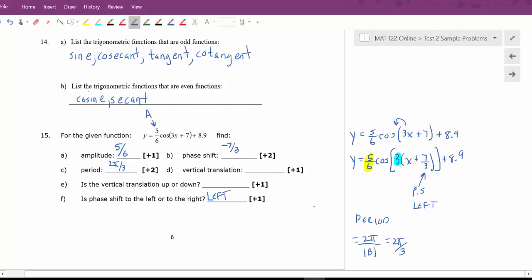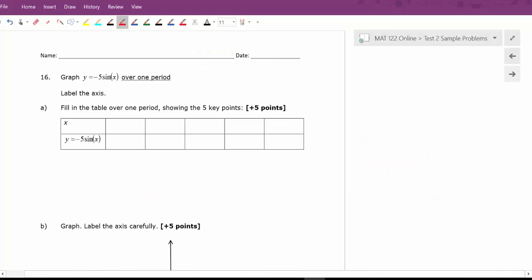Now vertical translation is this number. This number right here is telling you that you're going up. So that is an up transformation of 8.9. So a real basic thing you want to be able to do is, given a sine or cosine or any of the trig functions, be able to know the amplitude, phase shift, period, translations, and all that kind of stuff. Okay. Moving to the next page.